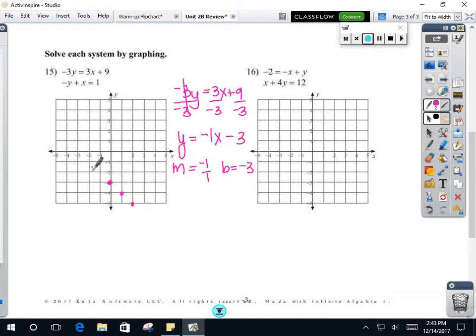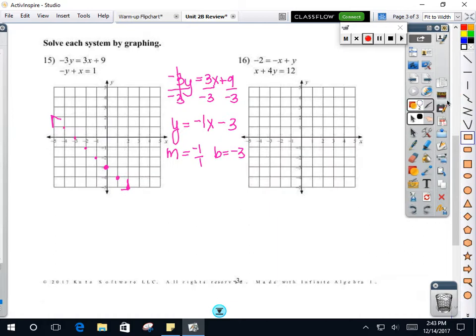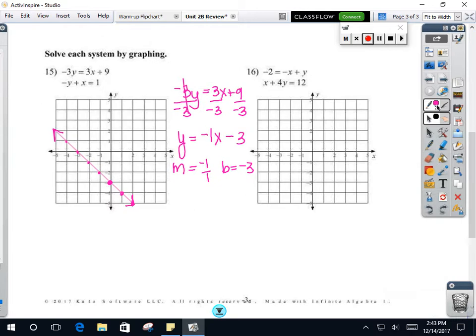Now, if we wanted some points over here, we could also have gone up one, left one. Once you have as many points as you can fit, you just connect them with a line. And now you move on to the second equation of the system. Is it ready to be graphed? No. So you have to take the time to rewrite it in slope-intercept form. And so what would be your first step in that process?